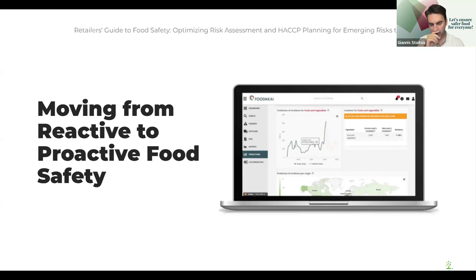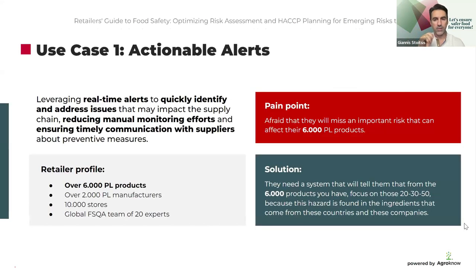I will start with the first use case, which is very much aligned with most of the answers that I saw in the first poll. This use case is about leveraging real-time alerts in order to quickly identify and address issues that may impact the supply chain of a retailer, reducing the manual monitoring efforts and ensuring timely communication with the manufacturers of the PL products. And the communication, of course, we mean communication about the preventive measures. So this is a use case.